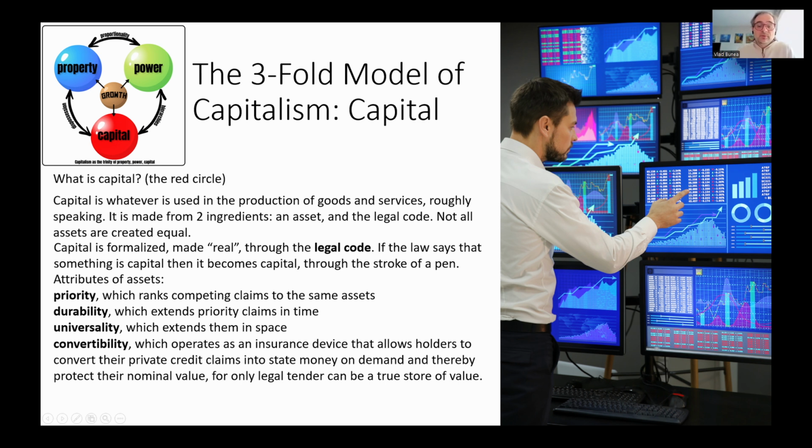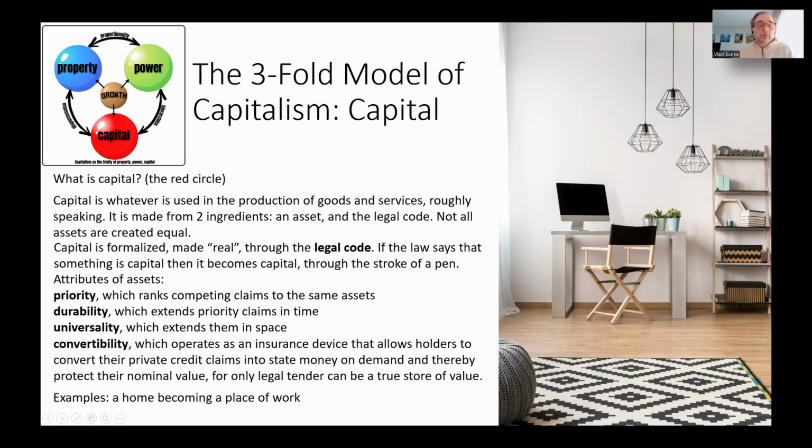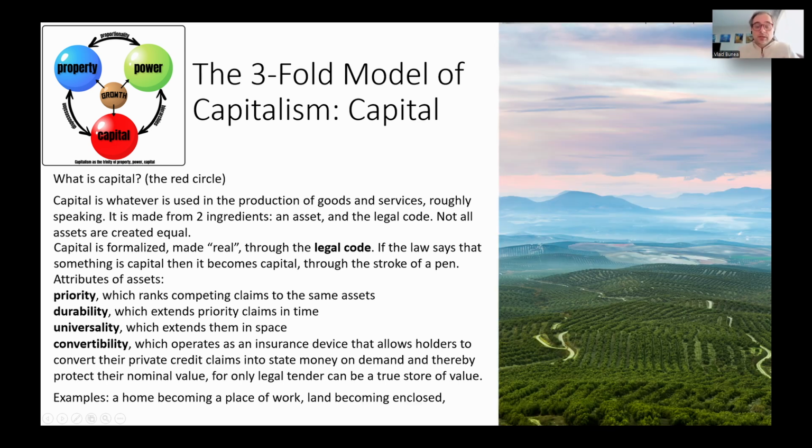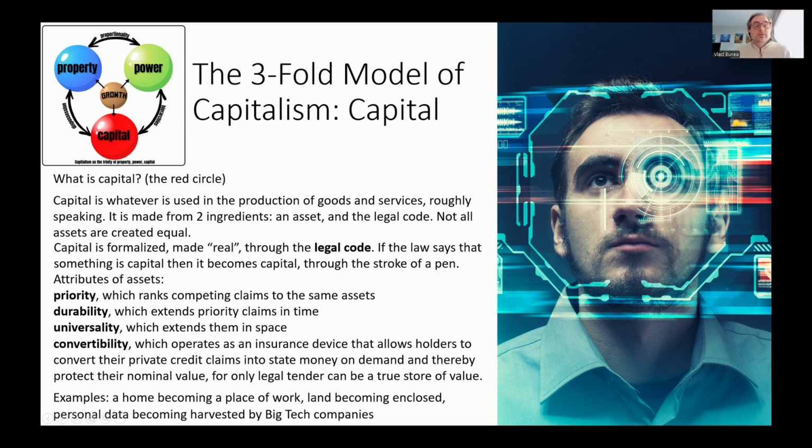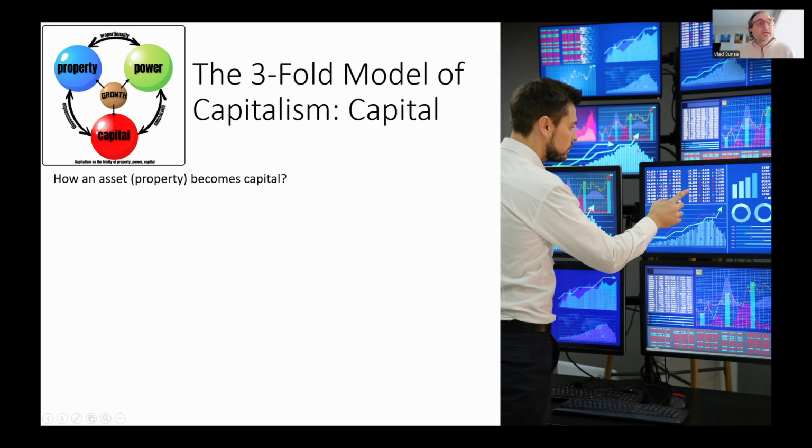So let's look at some examples of assets that have become capital through the legal code, like we discussed about a home becoming a place of work. In fact, during COVID, when I worked from home, I could write off some of my income because the government recognized that part of my home was used for business, for work, as capital. We discussed how land becomes enclosed. It's also through these attributes and through the legal code. We also discussed how personal data becomes capital by being harvested by the big tech companies. So all these operations follow the same principle, the same rules, and they also need the backing of the legal code.